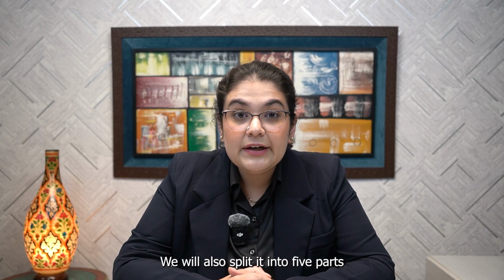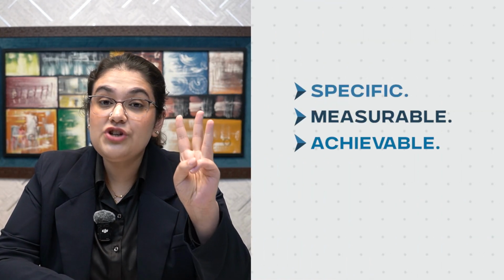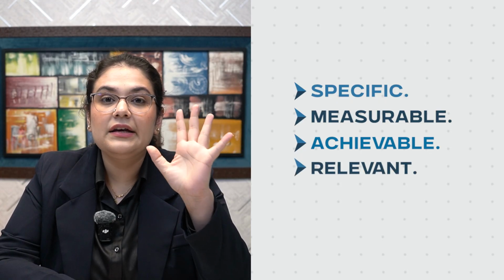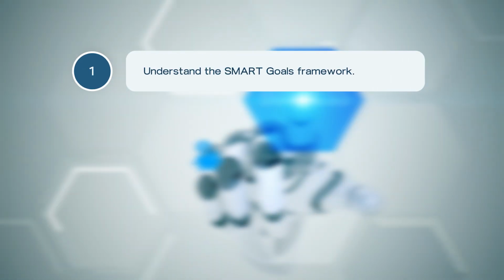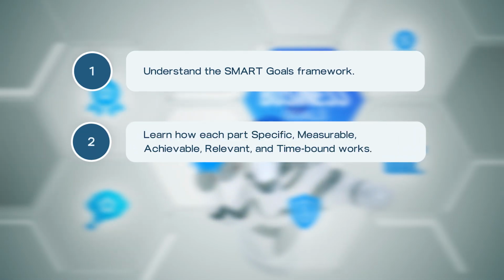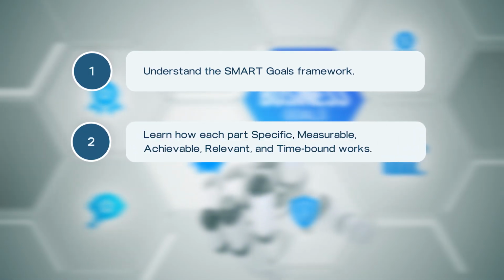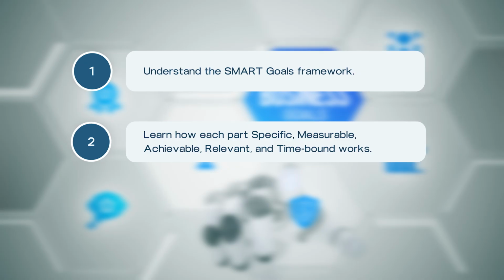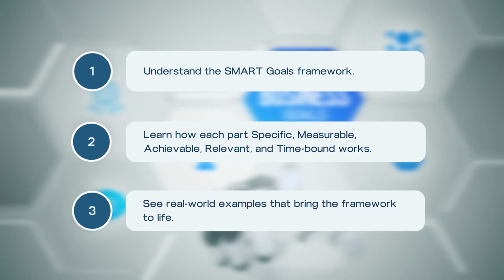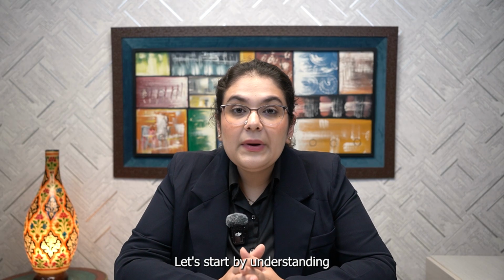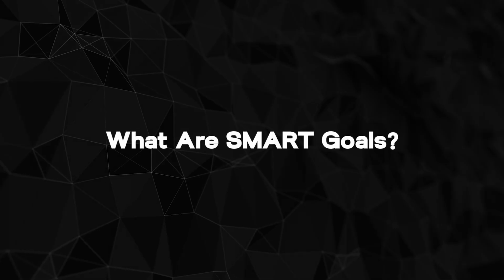We will also split it into 5 parts: specific, measurable, achievable, relevant, and time bound. In this lecture, you will understand the SMART goals framework, learn how each part works, and see real world examples that bring the framework to life. Let's start by understanding what are SMART goals.